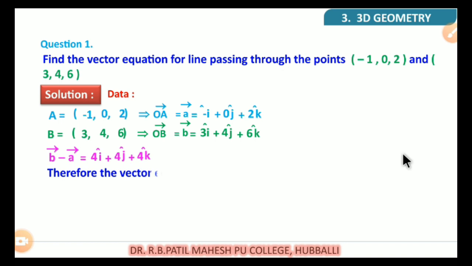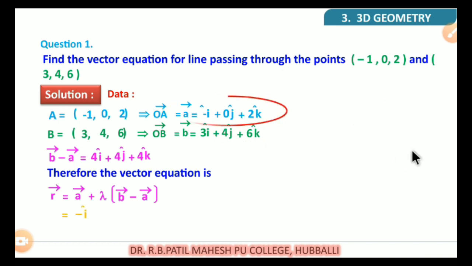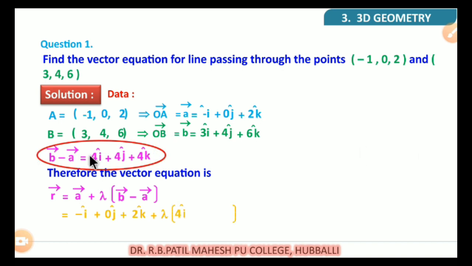Now take down that the vector equation is vector r is equal to a plus lambda into the bracket of b minus a. Therefore it is equal to -i plus 0j plus 2k plus lambda into the bracket of, we can take directly the value of vector b minus vector a, that is 4i plus 4j plus 4k. So this is the required vector equation of the line passing through these 2 points.